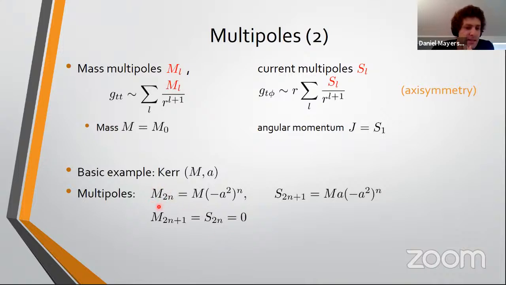In particular, the even mass multipoles, right? These are simply M times some power of A. And the odd current multipoles are also just M times some power of A. And interestingly, the odd mass multipoles and even current multipoles are all vanishing for Kerr. Right, so in a sense, this is the simplest or basic example which you should always have in mind when we're talking about multipoles of some exotic object. Because if you want to compare it to some astrophysical Kerr black hole, then this is what you need to be comparing to, right? These values.